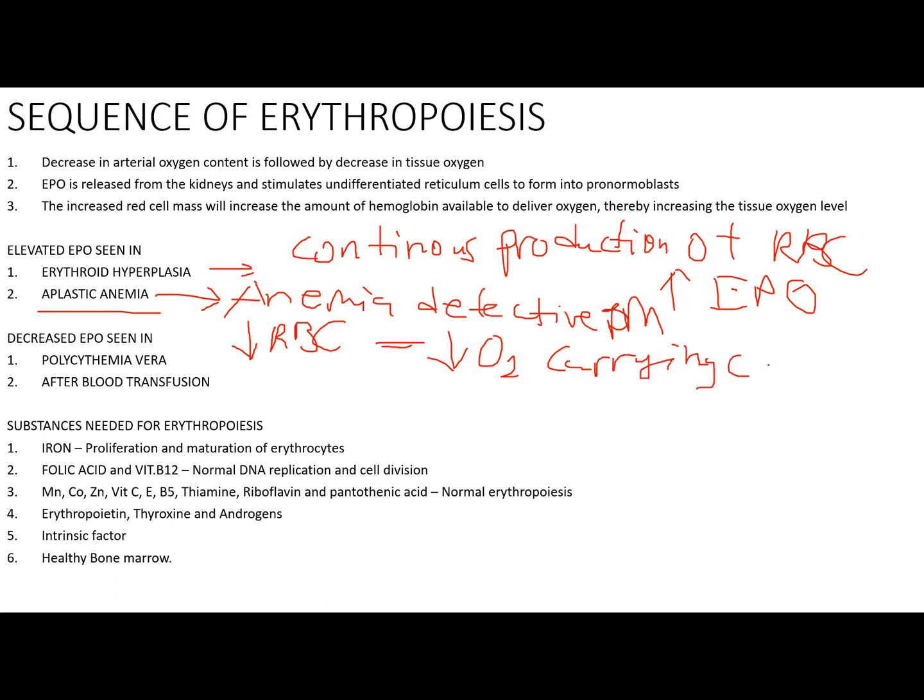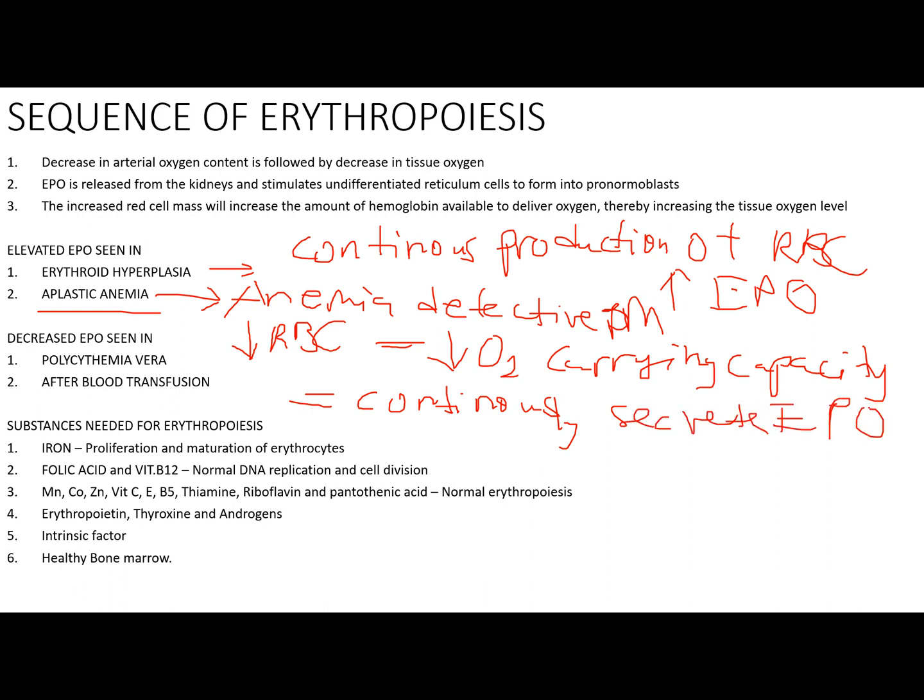And this would cause, class, the body to continuously secrete EPO, because your body detects that there is not enough red blood cell. Therefore, the body would compensate by continuously creating or secreting EPO. So that's your aplastic anemia.